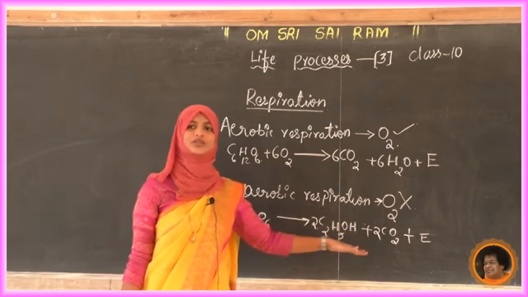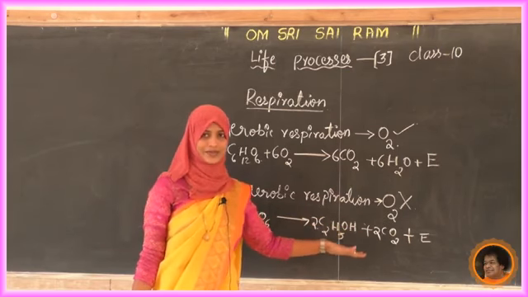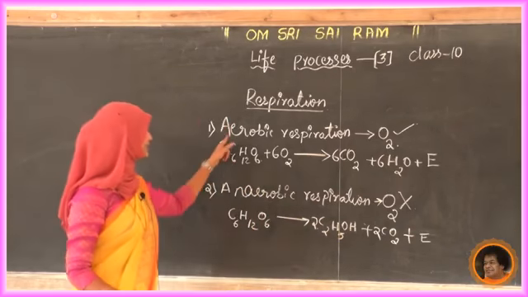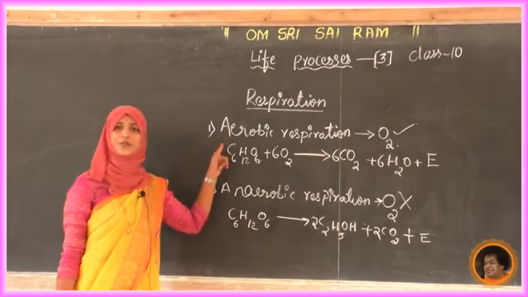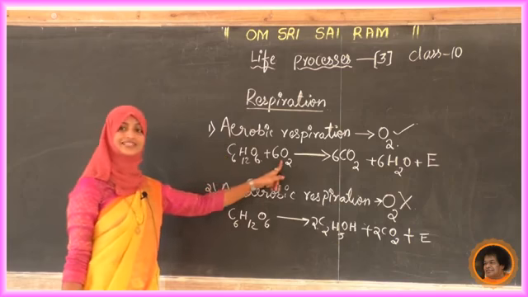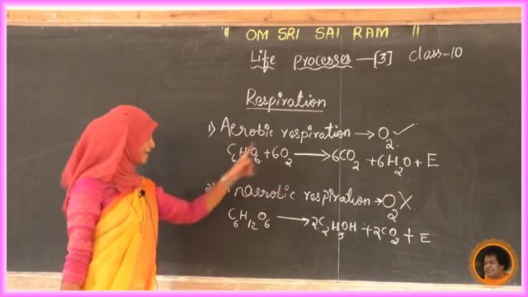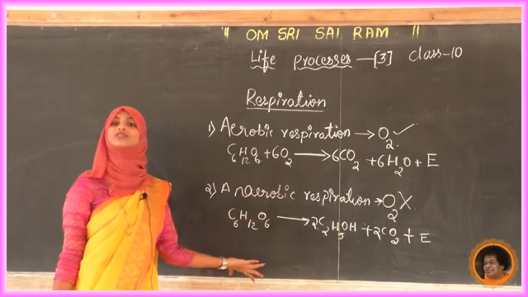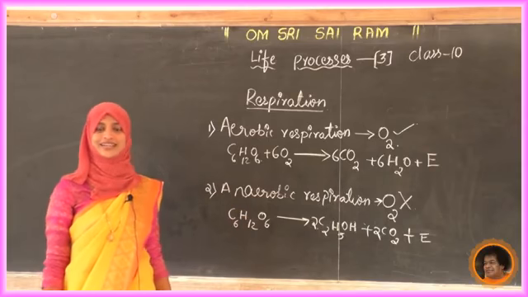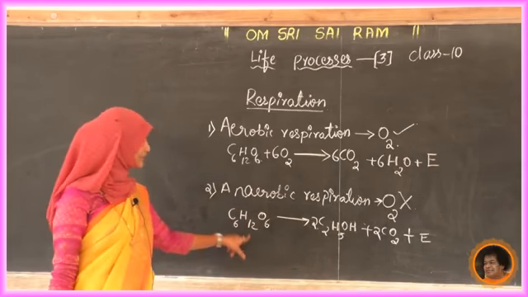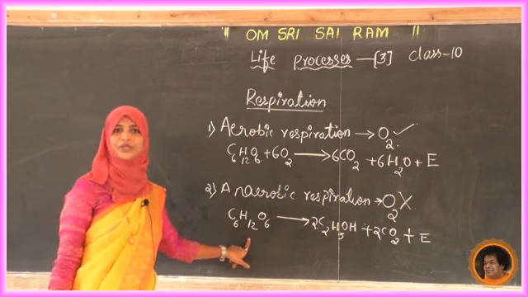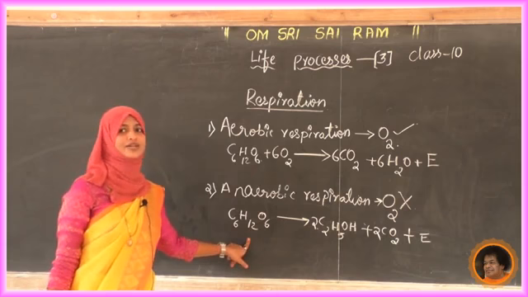We know the rules for balancing chemical reactions, so once again I am not going to explain that. Just try to balance that one. See, these are the different types of respiration, aerobic and anaerobic. Aerobic means in the presence of oxygen. We can see oxygen as a reactant here. But in anaerobic there is an absence of oxygen, so we can't write oxygen as a reactant. Only glucose is the reactant here.